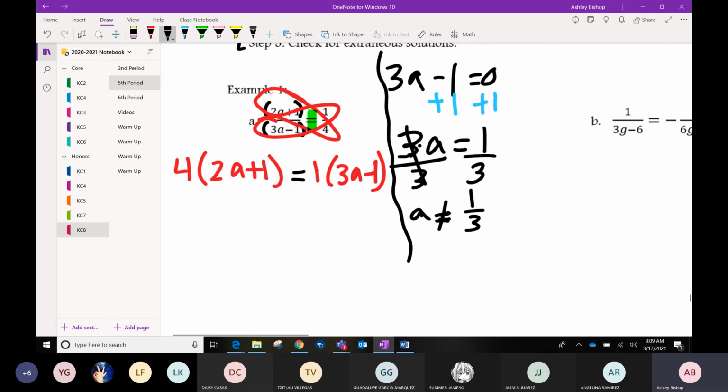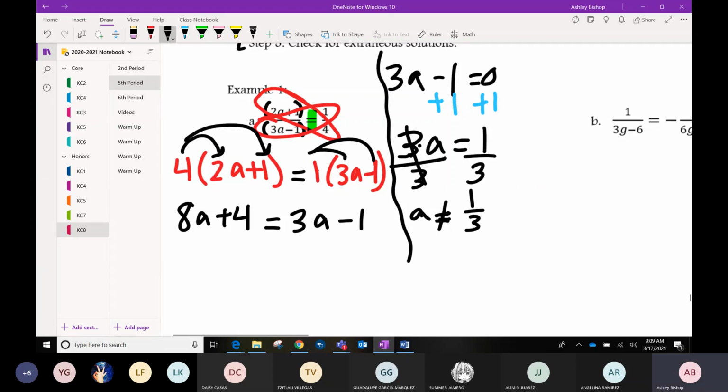Okay. Now I'm just going to start cleaning it up. So I have 4 times 2a and 4 times 1. 4 times 2a is 8a. 4 times 1 is 4. Equals 1 times 3a is just 3a. 1 times negative 1 is just negative 1. And then I need to get all of my a's on one side and all of my numbers on the other.